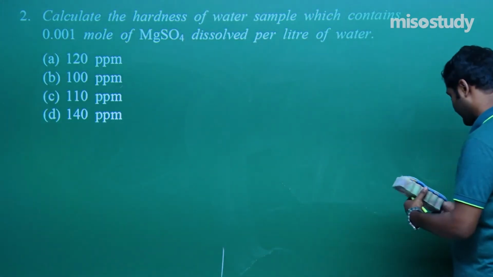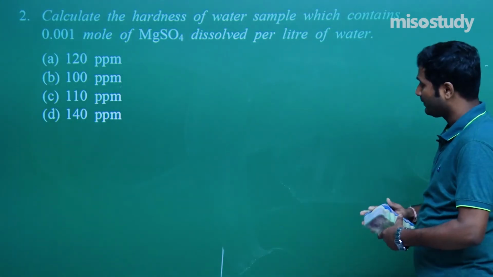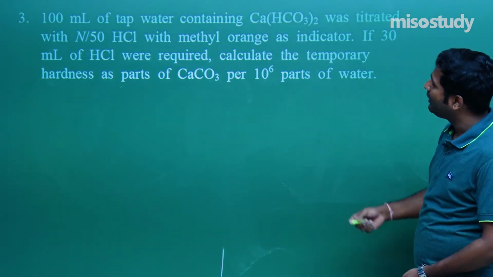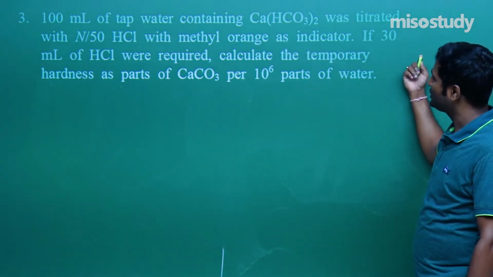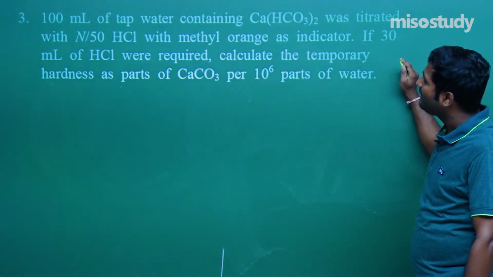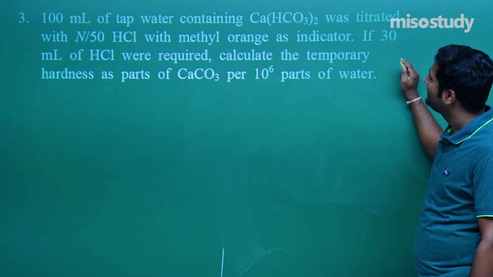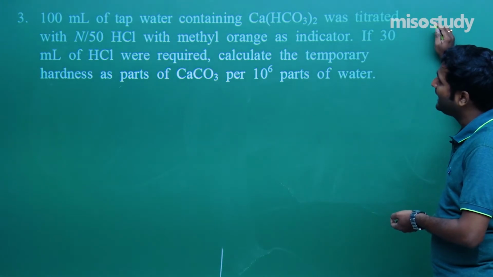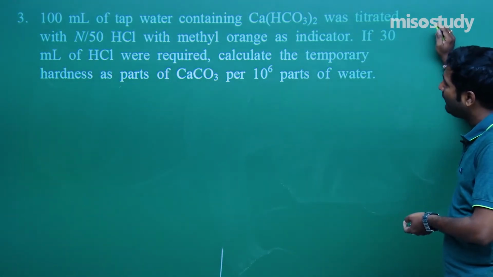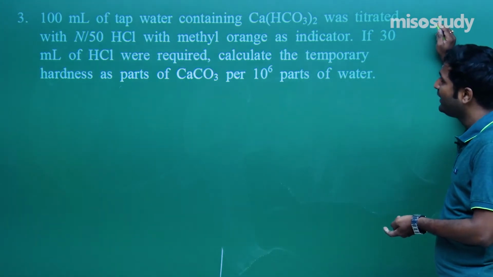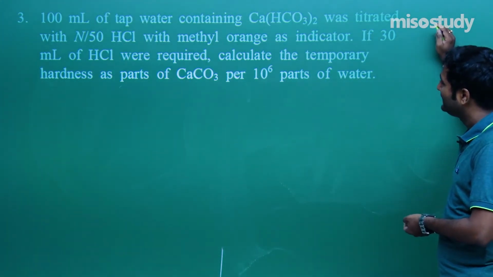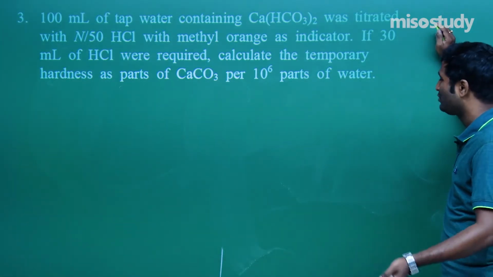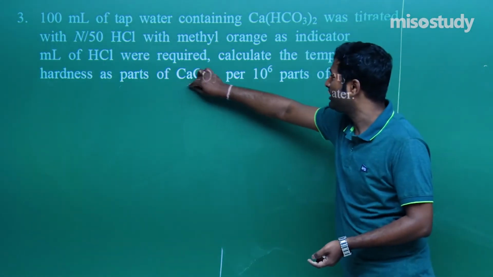This is question number 3. 100 ml of, this is the question related to the hardness of the water. 100 ml of tap water containing calcium bicarbonate was titrated with N by 50 HCl, with methyl orange as indicator. If 30 ml of HCl was required, then calculate the temporary hardness as parts of CaCO3 per 10 to the power 6. It's so easy. 10 to the power 6, as I told you, is always taken as a standard.